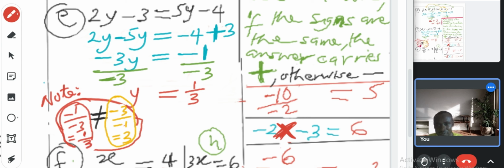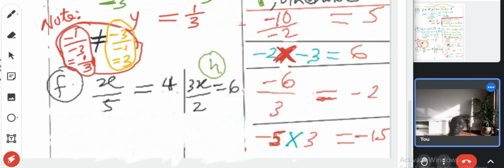Just 1 over 3, because 1 divided by 3 is just 1 divided by 3. There's nothing you can do about it. 3 is bigger than 1, so it will just be 1 over 3. Please don't make that mistake. Don't fall for that trap. This sign means they are not the same. They are different things. Okay, let's go to F.